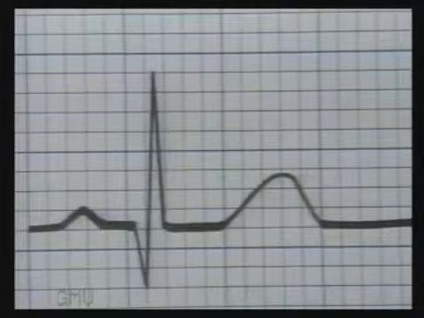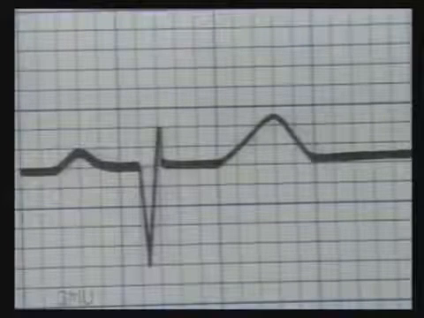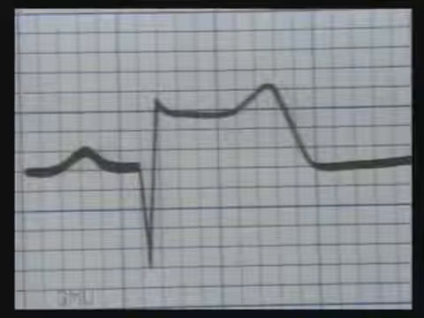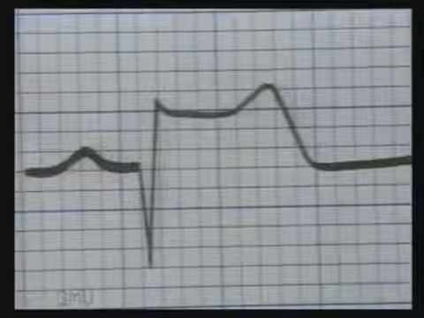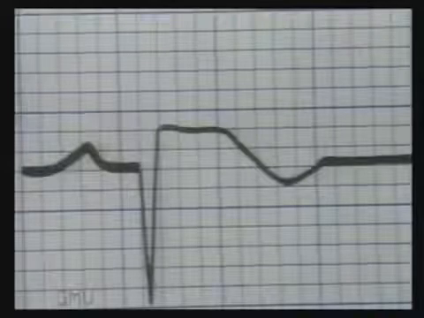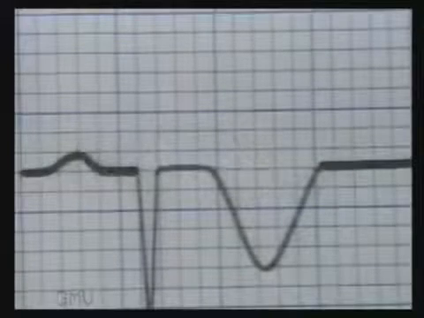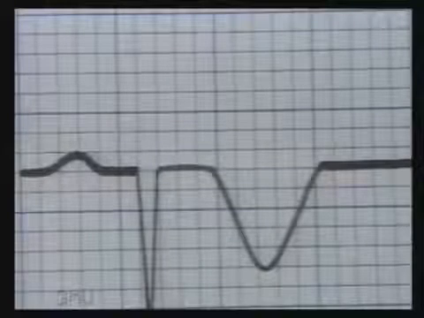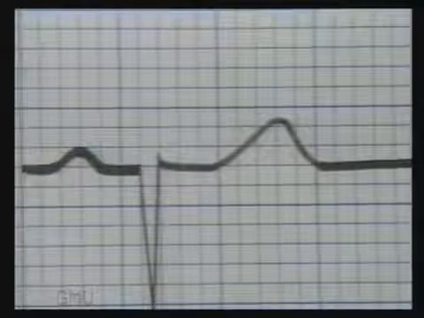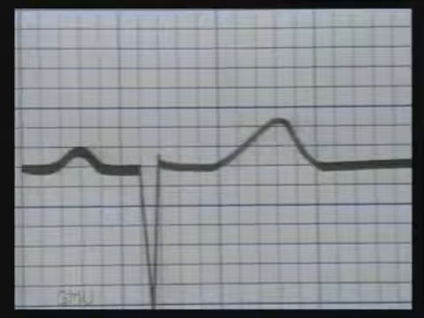Now let us see the same changes in a lead with negative QRS complex. This is ST segment elevation with upright T wave on the first day. This is ST segment elevation with inverted T wave during the first week. Now a QS complex is formed with deeply inverted T wave during second and third week. And this is the picture after 3 months where the T wave has become upright and only a deep QS complex persists.